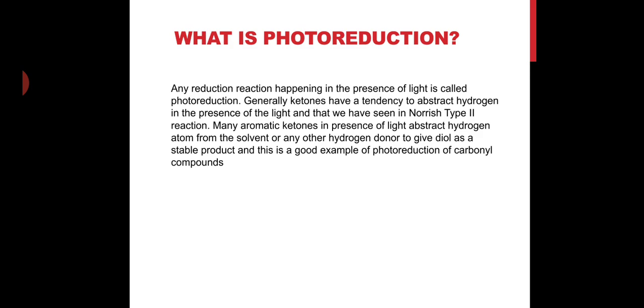We already know that carbonyl compounds have a tendency to abstract hydrogen. Where did we study? Yes, Norrish type 2. There we saw how carbonyl group abstracts the gamma hydrogen. Carbonyl compound can also abstract hydrogen from the solvent or any other hydrogen donor. One such example is photoreduction of benzophenone to benzophenacol.